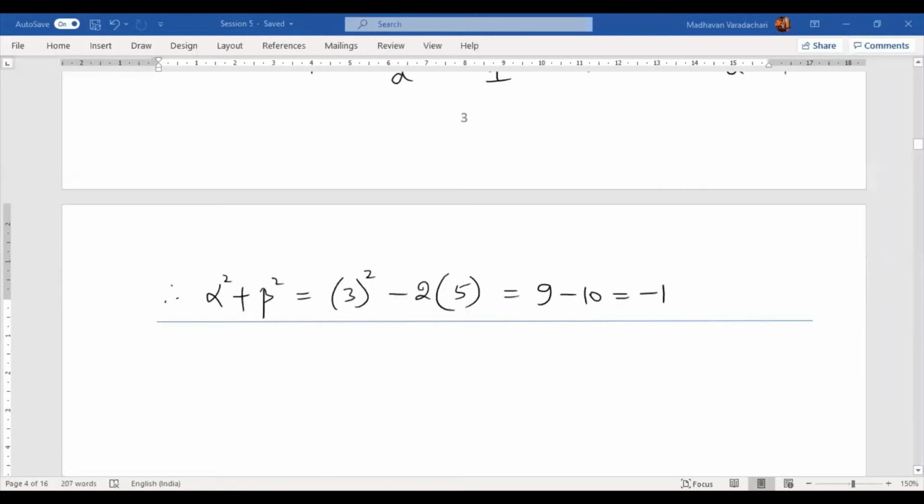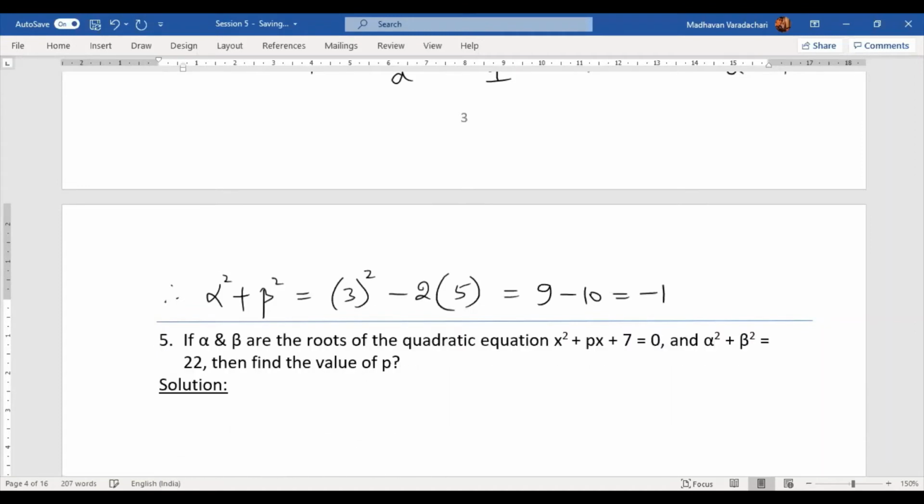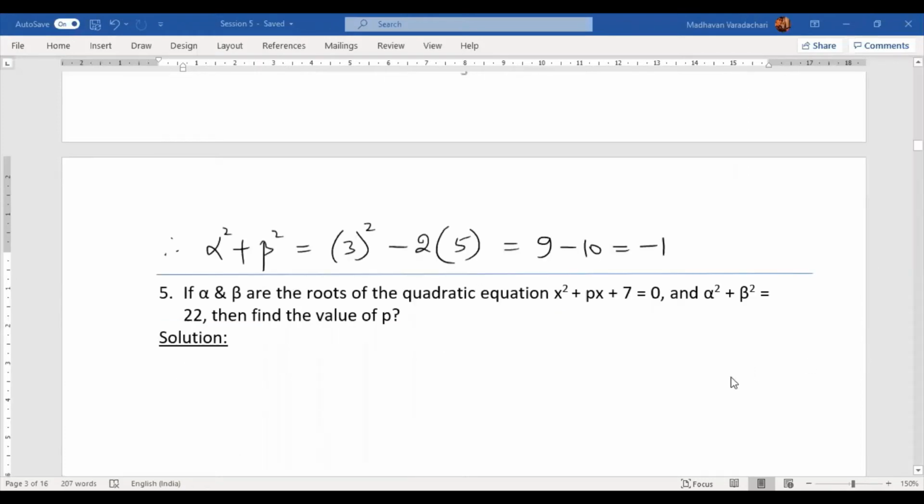Let me move on to the next question. Here, alpha and beta are the roots of the equation x square plus px plus 7 equal to 0. Right. So these are the things which are given. First of all, let us rewrite the equation.